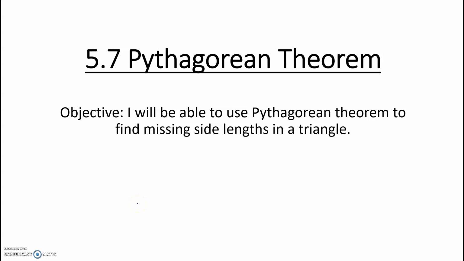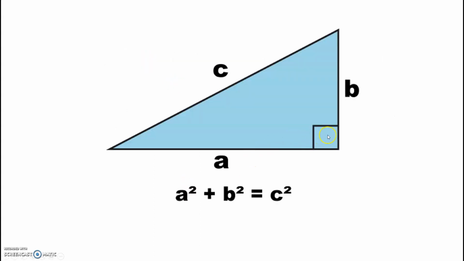All right, moving into Pythagorean Theorem. Remember, this is only used on right triangles. So it's important to know the pieces of Pythagorean Theorem. In a right triangle, you have two legs and a hypotenuse. The hypotenuse is really what matters.